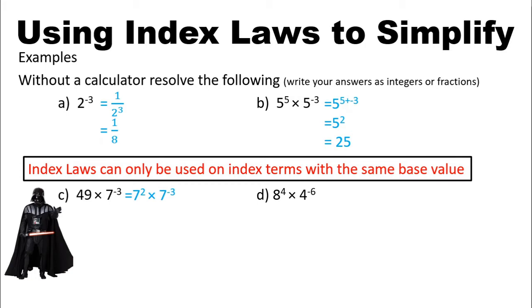2 plus minus 3 is 2 minus 3. So this is going to be 7 to the power of negative 1. When you've got a negative index, remember we are dividing 1 by that base value one time. So that's 1 over 7.